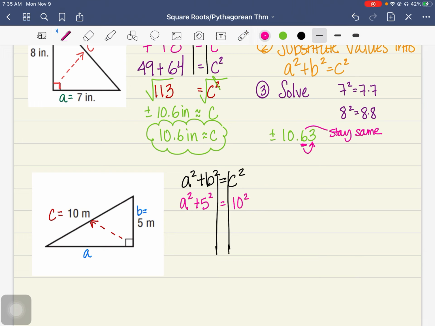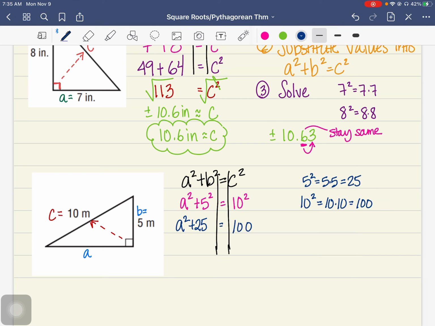Let's simplify what we can, so let's square what we can. I don't know A squared, so that's going to stay A squared. I do know 5 squared, and remember 5 squared is 5 times 5, which is 25. So this is going to be A squared plus 25 equals, remember 10 squared is 10 times 10, which is 100.